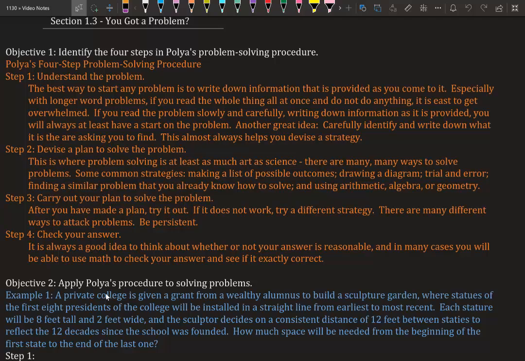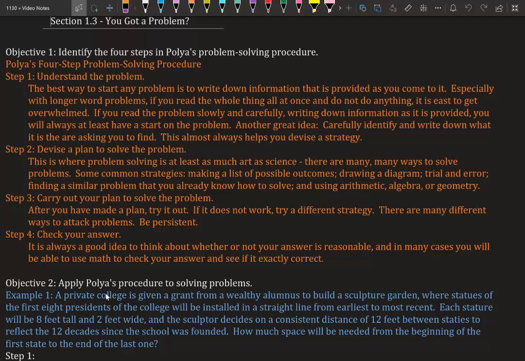Section 1.3. You got a problem? So objective 1, let's identify the 4 steps in our problem-solving procedure. So this is basically steps on how do we approach word problems.